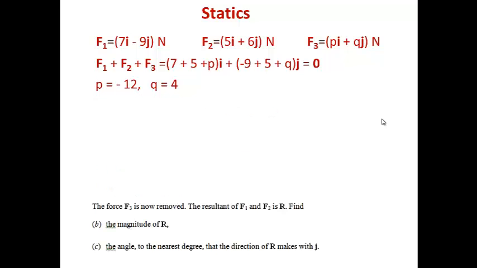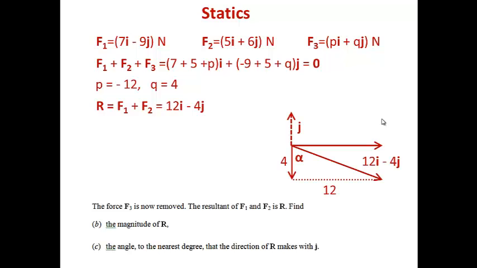Moving on to the next part of the question. This says F3 is removed and the resultant of F1 and F2 is R. So R is F1 plus F2. We add the i and j components and we find that R must be 12i minus 4j.